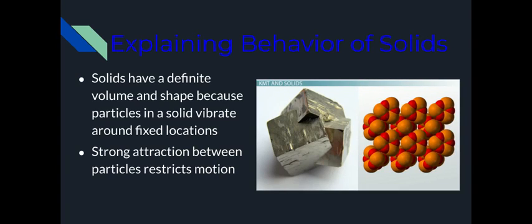Now we're going to explain the behavior of solids. Solids have a definite volume and shape because particles in a solid vibrate around fixed locations. This is because there is a strong attraction between particles, which restricts their motion. This is the last slide for today. This is applying the kinetic theory of matter to the three different states of matter.